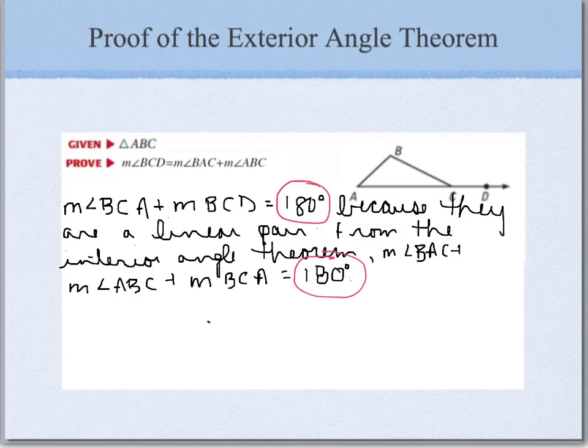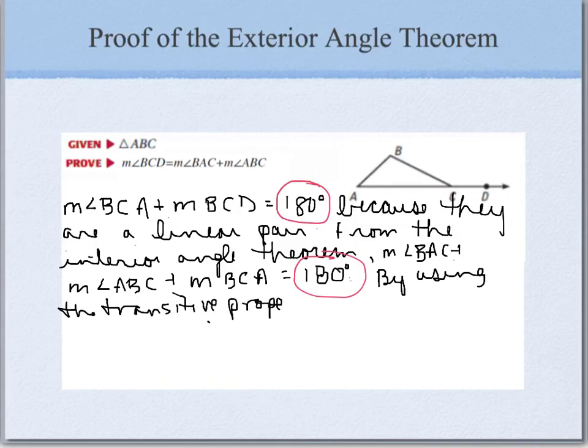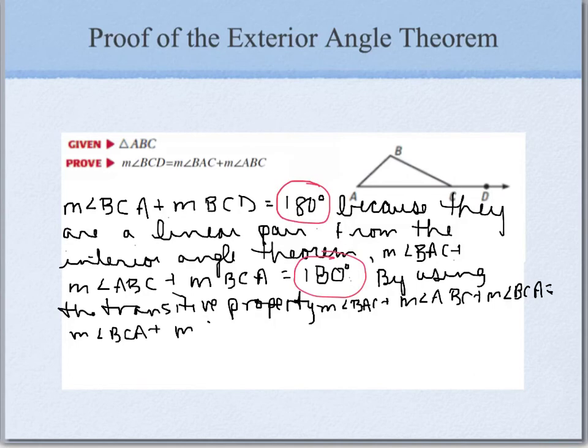So we're going to say, by using the transitive property, we can say that the measure of angle BAC plus the measure of angle ABC plus the measure of angle BCA, the interior angles, has to equal the measure of angle BCA plus the measure of angle BCD, which are those angles that were formed from the exterior angle and the interior angle that were the linear pair.